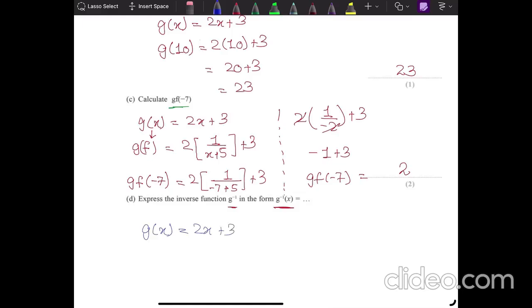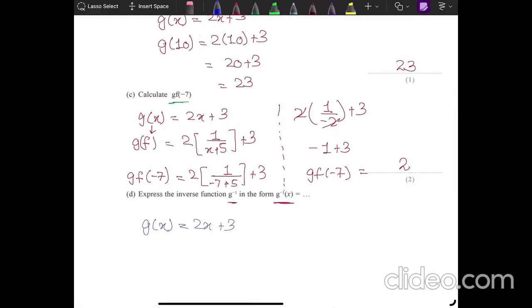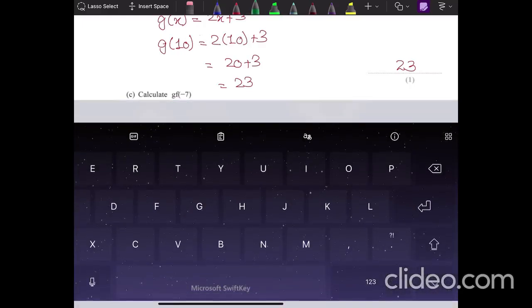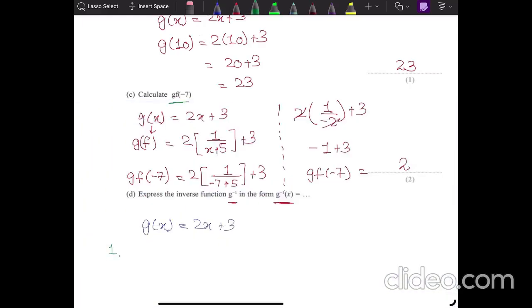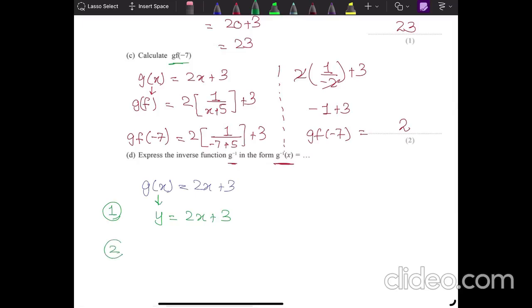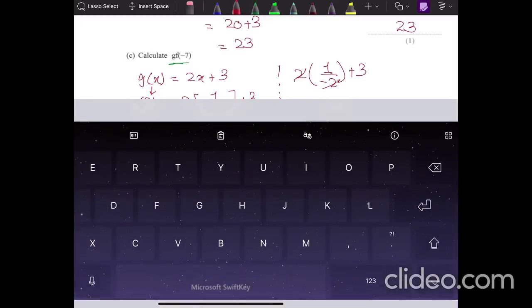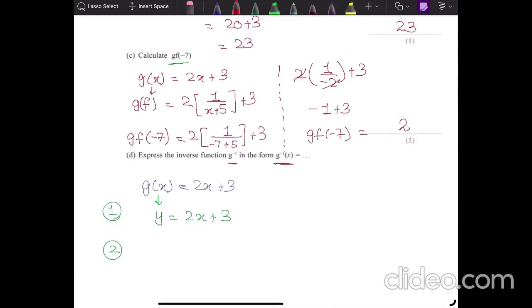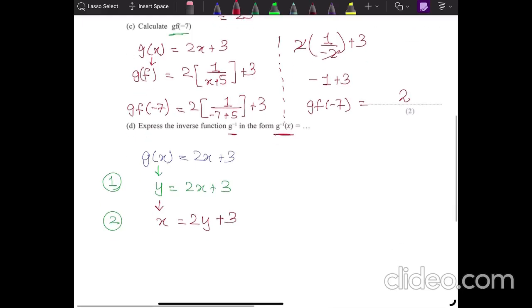Now there are three basic steps to make the inverse of any given function. If you memorize it step by step, it will become easy for you. The first step is that whatever function is given, you set it equal to y, like y = 2x + 3. The second step is that you change the variables: replace y with x, and replace x with y, like this. And the last step is to make y the subject.